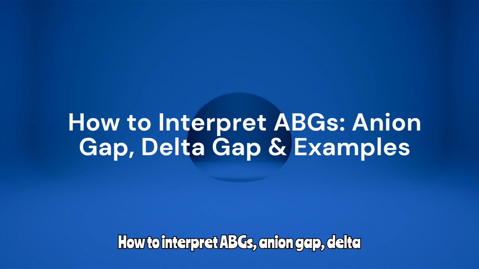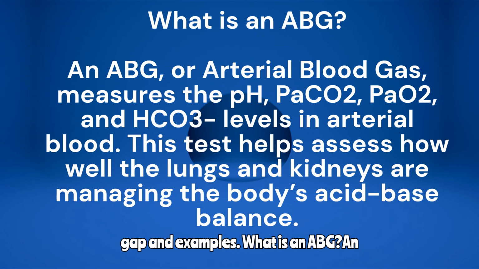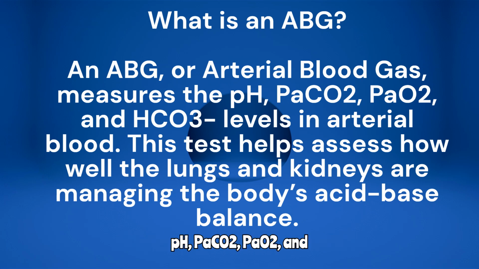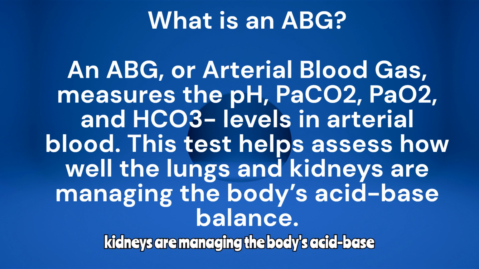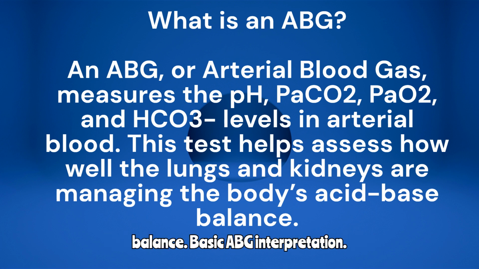How to interpret ABGs, anion gap, delta gap and examples. What is an ABG? An ABG, or arterial blood gas, measures the pH, PaCO2, PaO2, and HCO3 levels in arterial blood. This test helps assess how well the lungs and kidneys are managing the body's acid-base balance.